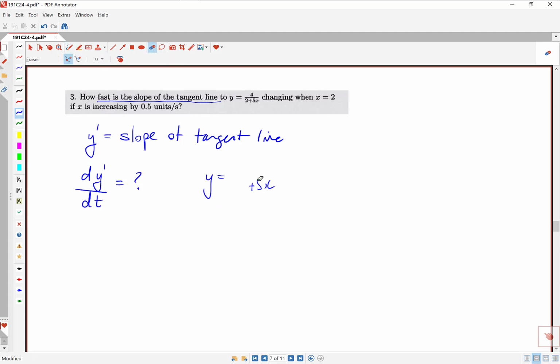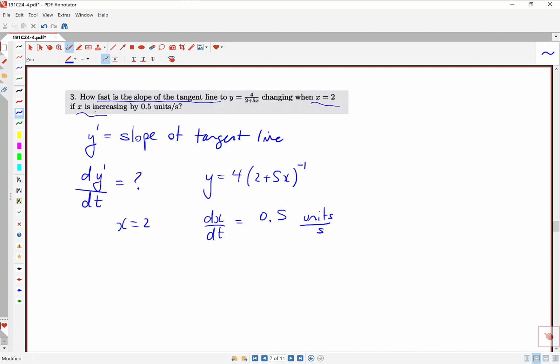If we want, we can rewrite that into a more user-friendly form by saying 4 times (2 plus 5x) to the negative 1. So just using a negative exponent instead of writing this as a fraction, I think will make life easier. And we also know that we're interested in the point where x equals 2, and we have a sense of how fast x is changing. So the rate of change of x with respect to time is equal to 0.5 units per second. That's positive because we're told that x is increasing. So if x is increasing, dx by dt is positive. If x were decreasing, then dx by dt would be negative.